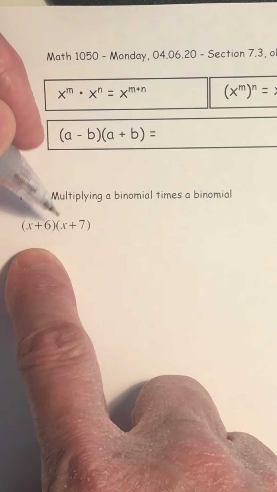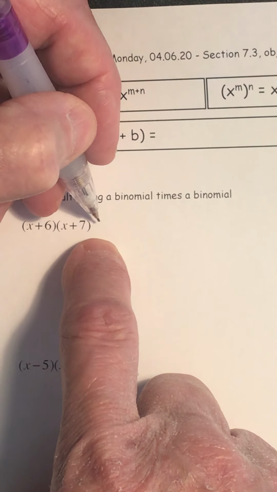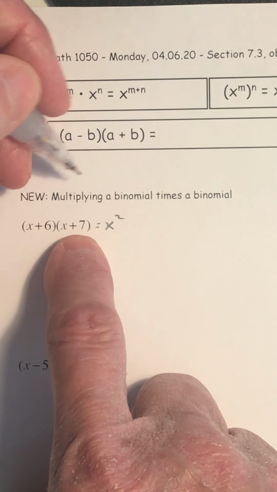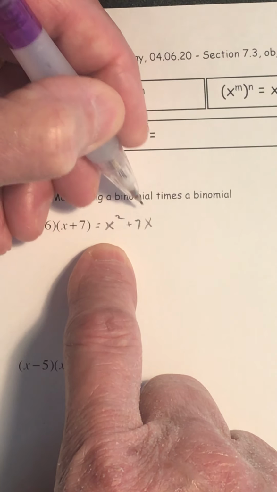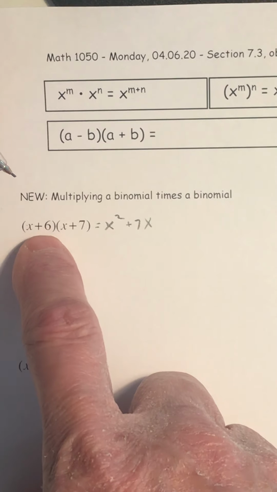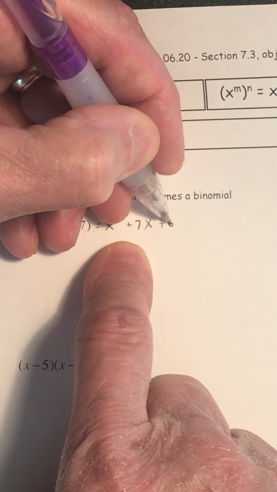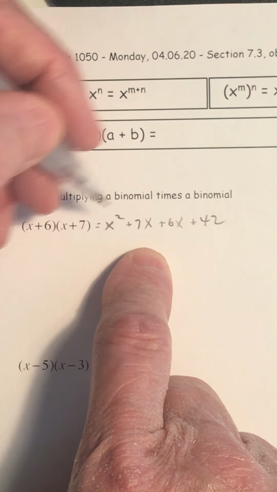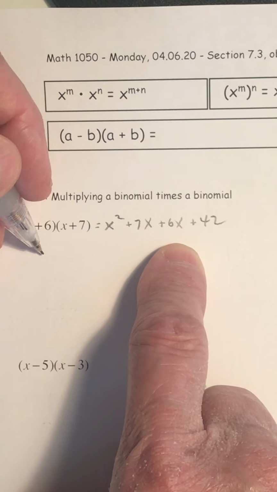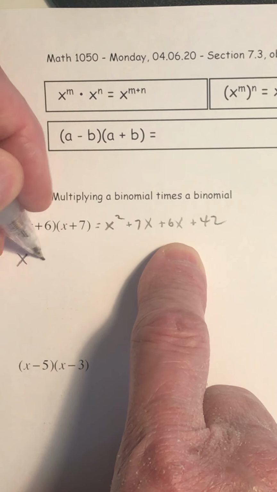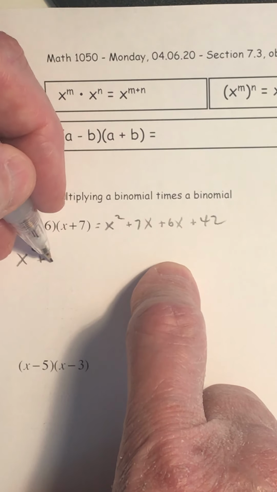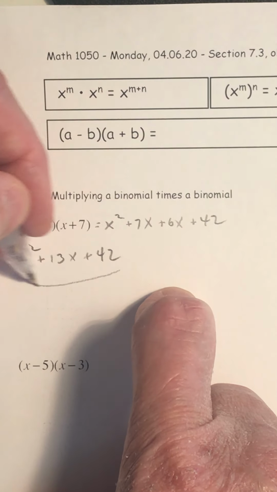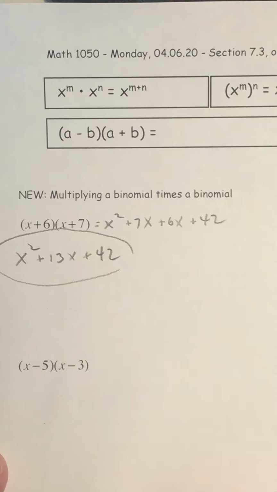Ready, set, go. X times x, you get x squared. Then x times 7, you get 7x. Used up the x, then 6 times x, we get 6x. And 6 times 7, we get 42. And if we combine those like terms in the middle, I would say we have x squared plus 13x plus 42. Okay?